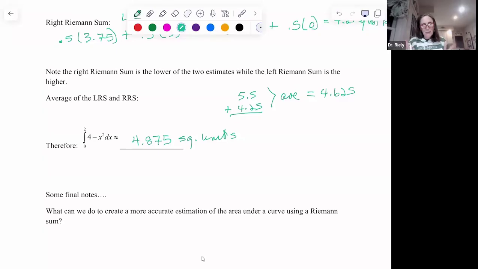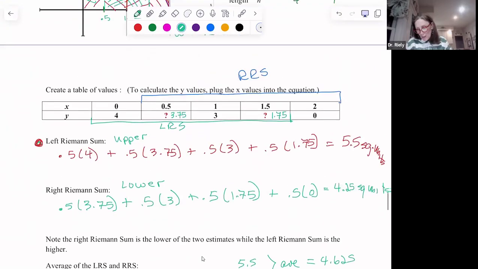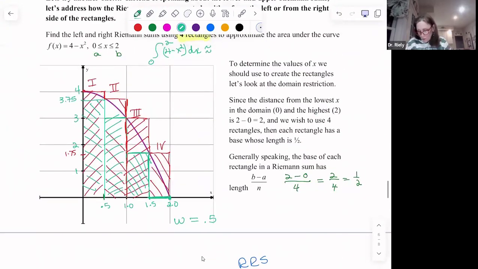To make it better, you would make smaller rectangles. You can also do other shapes, like people do trapezoids, you do all kinds of silly things. But the whole idea is you're not using a calculus technique yet, but you're kind of seeing why you want to develop one, because we're not getting the exact answer.